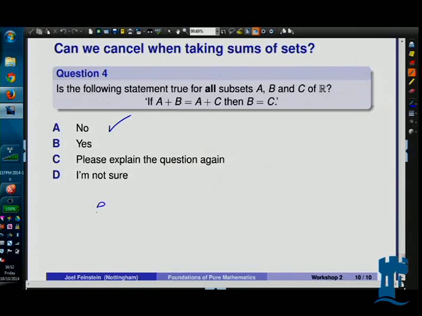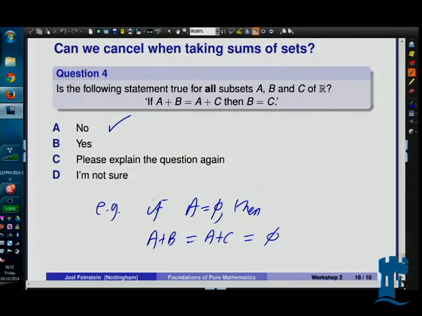So e.g. if A equals the empty set, then A plus B equals A plus C equals the empty set, whatever B and C are. Okay, what I want you to do as an exercise for yourself, find examples that don't involve the empty set. But we'll stop there for now.